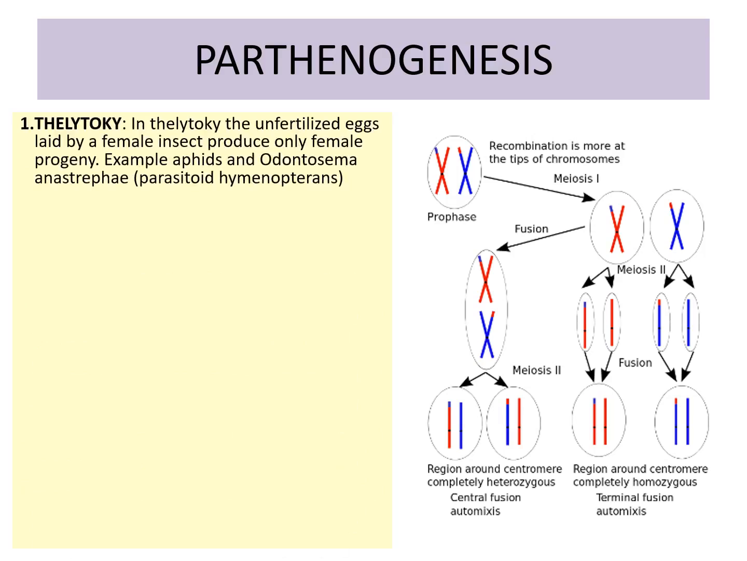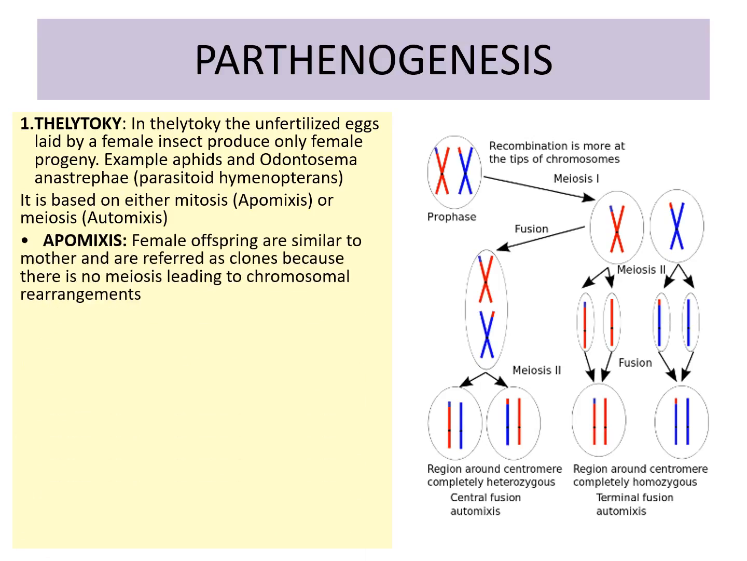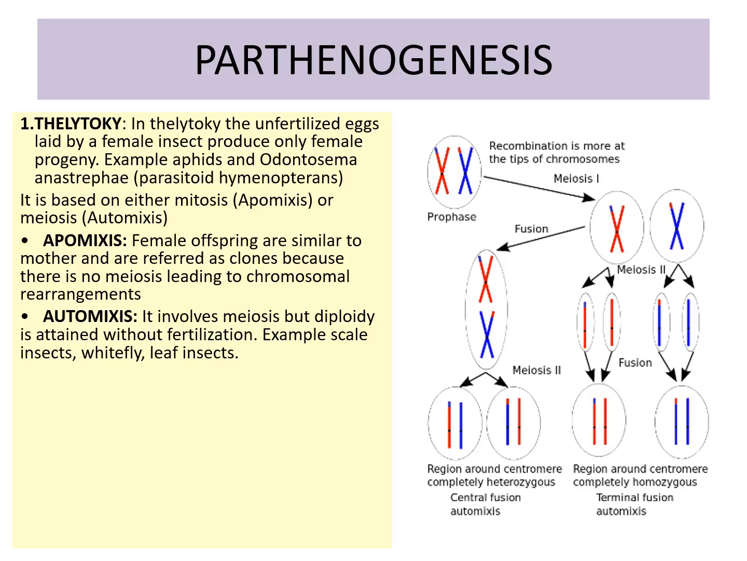In thelytoky, the unfertilized eggs laid by the female insects produce only female progeny. For example, aphids and Odontocym, that is the parasitoid hymenopterans. It is based on either mitosis, that is apomixis, or meiosis, that is automixis. Apomixis. The female offsprings are similar to the mother and are referred as clones because there is no meiosis leading to chromosomal rearrangement. Automixis, it involves meiosis, but diploidy is attained without fertilization.